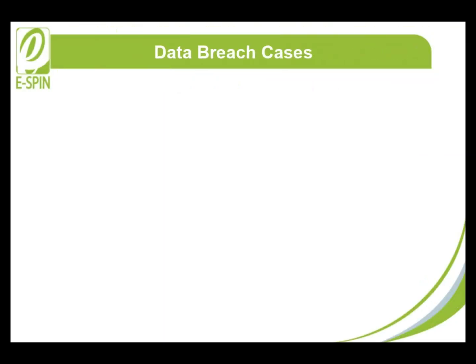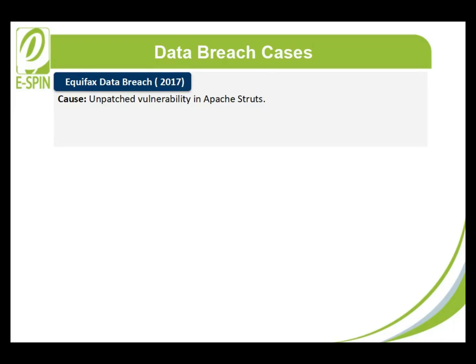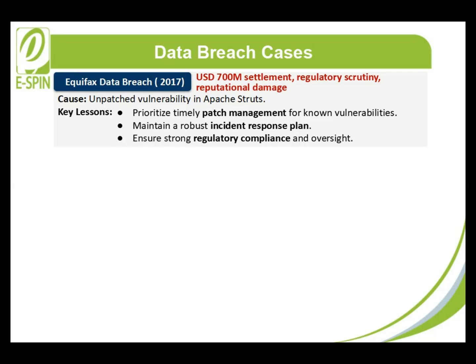Let's look at 3 key cases: Equifax, Target, and Capital One. 1. The Equifax data breach in 2017. This breach exposed personal information of about 147 million people, including social security numbers and birth dates. It was caused by an unpatched vulnerability in Apache Struts, which attackers exploited. The impact included massive financial losses, up to $700 million in settlements, severe regulatory scrutiny, and reputational damage. The main lessons: prioritize patch management, have a strong incident response plan, and ensure regulatory compliance.